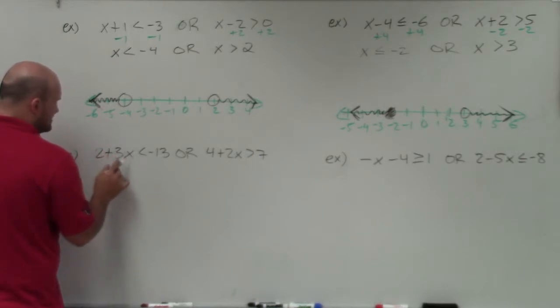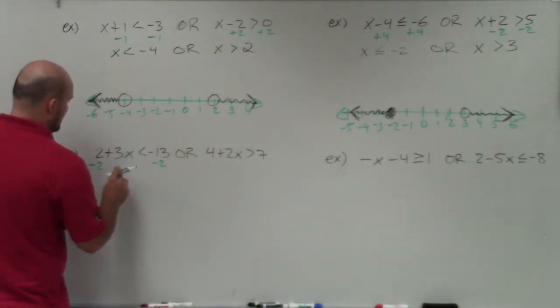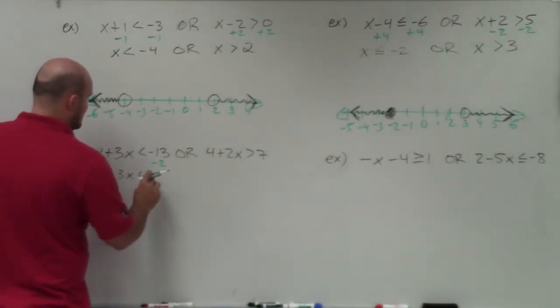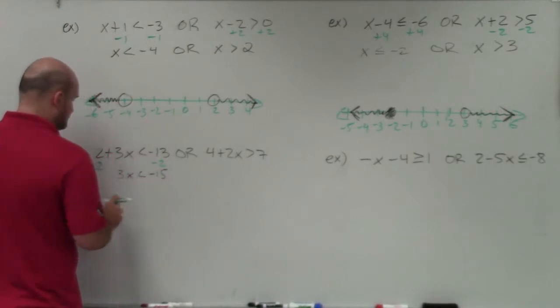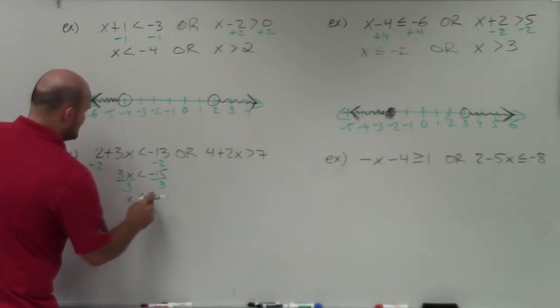So we have 2 plus 3x. You can see my x is being multiplied by 3 and added by 2. So we always undo addition and subtraction first. Therefore, I obtain 3x is less than -15. Then I divide by 3, divide by 3. x is less than -5.